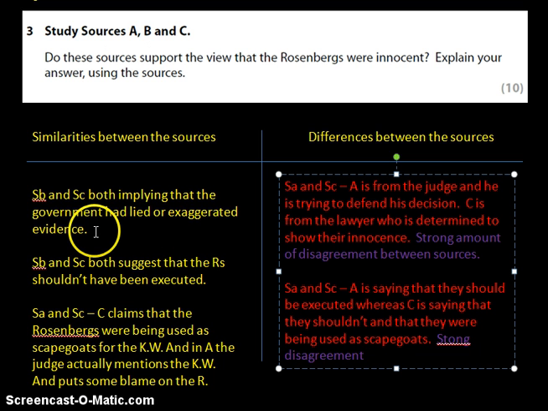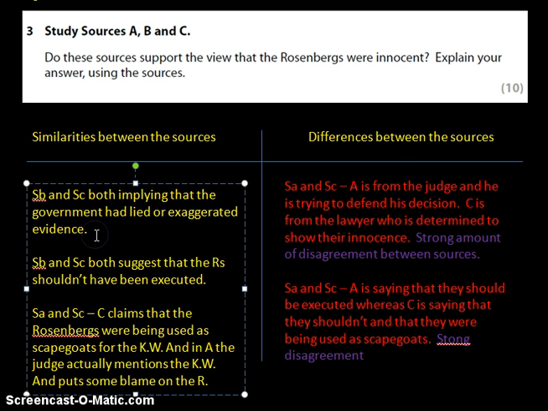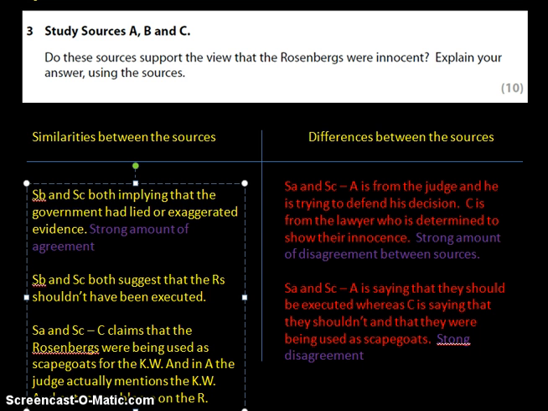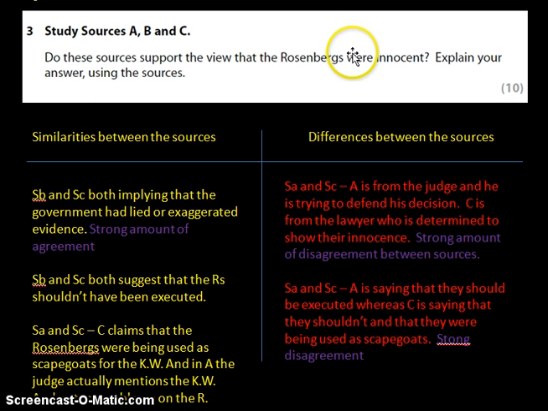And if we have a look over here, when we looked at sources B and C, they were fairly similar. So there was a fairly strong amount of agreement between these two sources. And then really the final thing that you want to do in terms of your thinking for this question is to think about how far the sources actually support the view that the Rosenbergs were innocent. And from our analysis, we would probably be thinking that there is a fair amount of support from the sources to suggest that the Rosenbergs were innocent, because both sources B and C were wholly supporting that view.